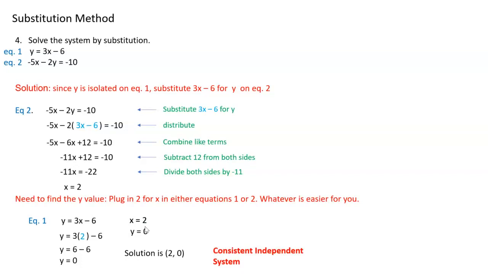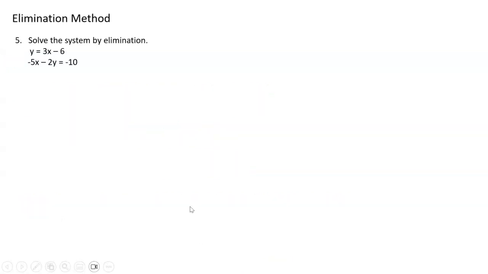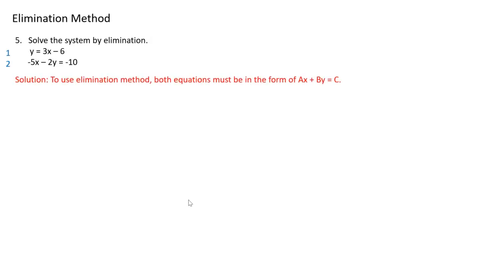Now, let's do it another way. And again, it's called a consistent independent system. Let's do it by the elimination method. In order to apply the elimination method, it has to be in the form ax plus by equals c. It has to be in that form. I believe in this book, the one that we're using, they call it the rule, but in other books, this can be called general form. So anyway, you have to put it in this form, ax plus by equals c.